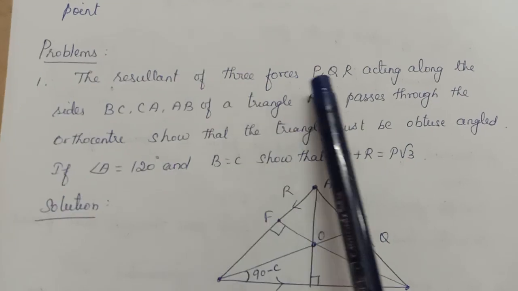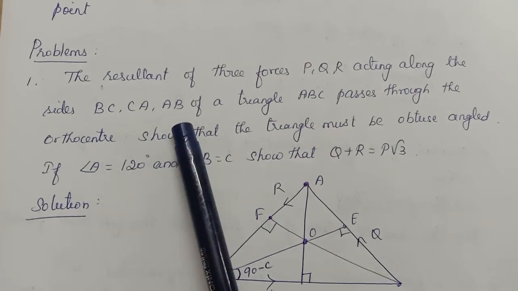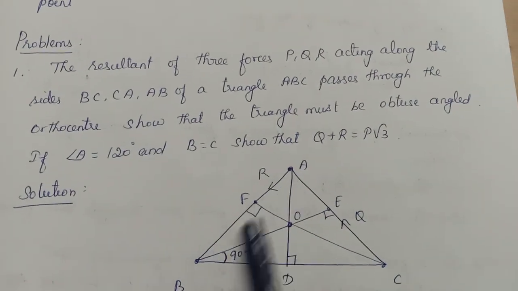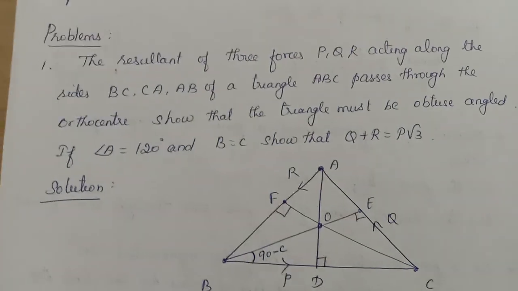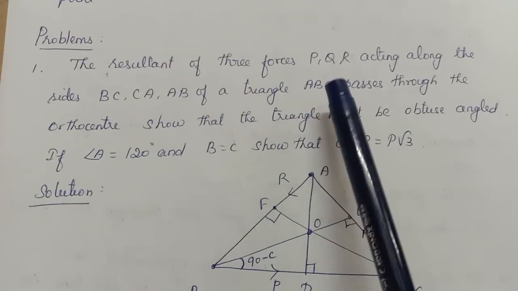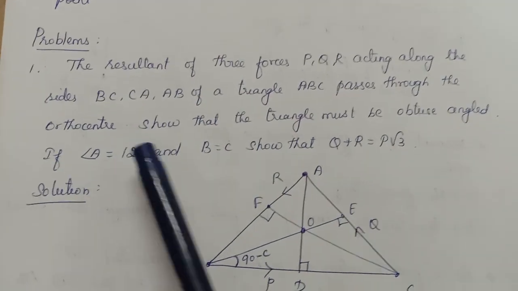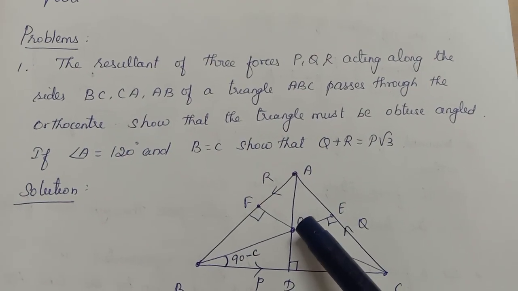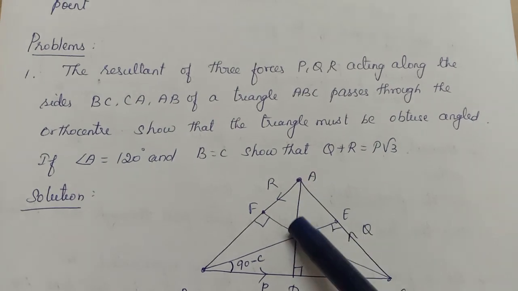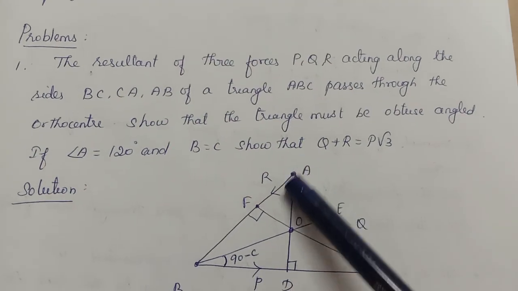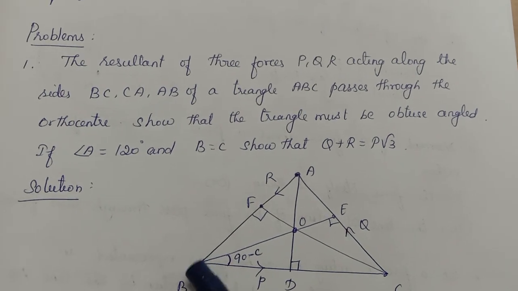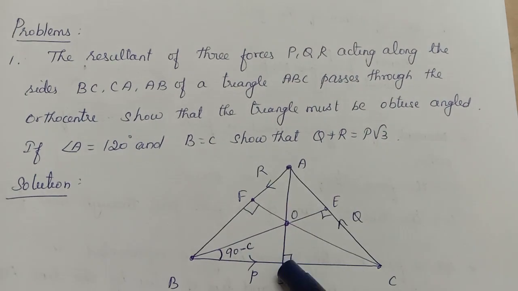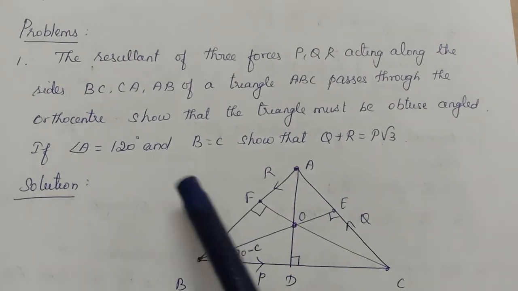The resultant of three forces P, Q, R acting along the sides BC, CA and AB of a triangle ABC. So we have three forces acting along the sides of a triangle, and the resultant of these three forces passes through the orthocenter. What do you mean by orthocenter? The orthocenter is the point of intersection of the perpendiculars dropped from the opposite vertices. That is, from A you drop a perpendicular to BC, from B you drop a perpendicular to AC, and from C you drop a perpendicular to AB.